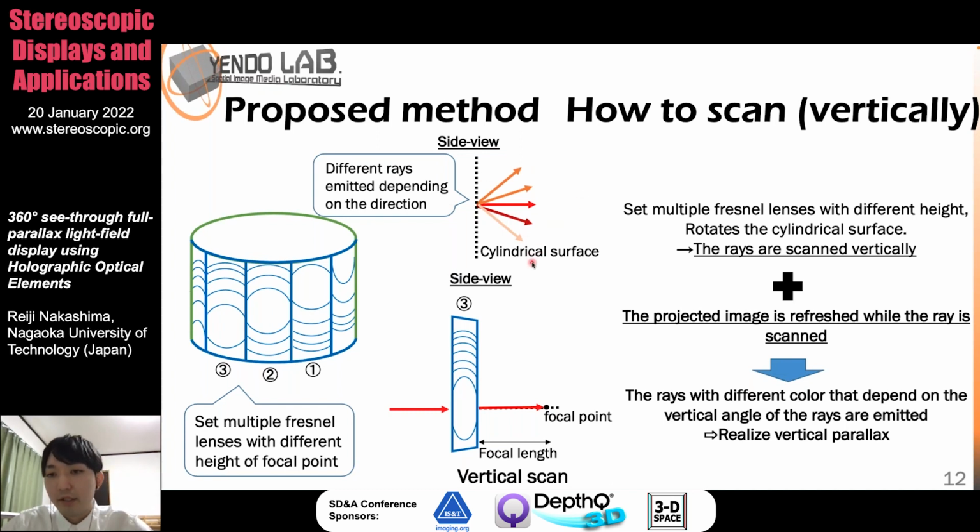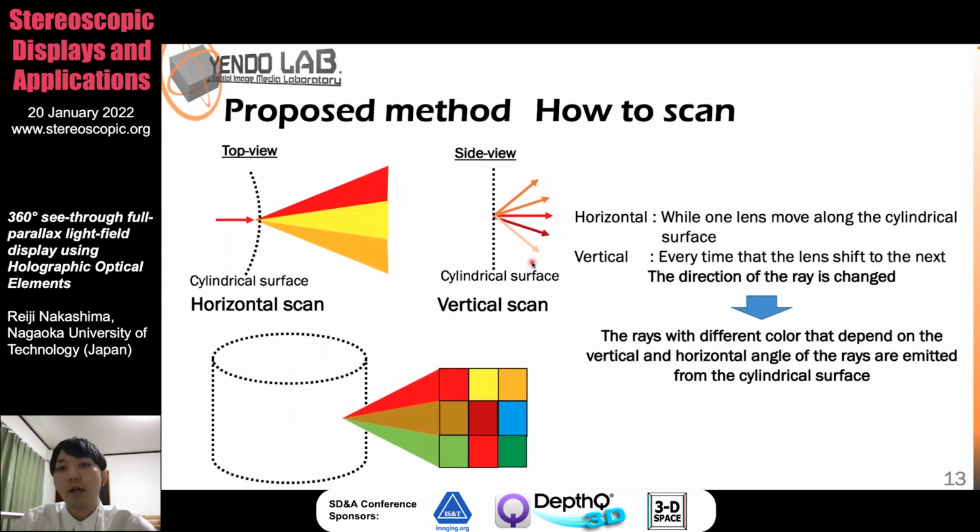Then vertical parallax is also achieved. Horizontal and vertical scan are realized like this figure. This is horizontal and this is vertical scan. Then the rays with different color that depends on the vertical and the horizontal angle of rays are emitted from the cylindrical surface like this.